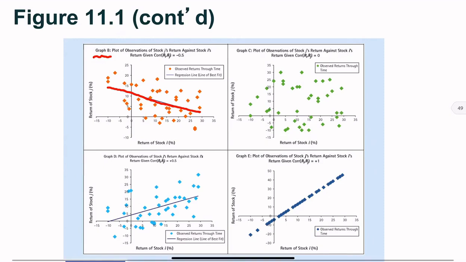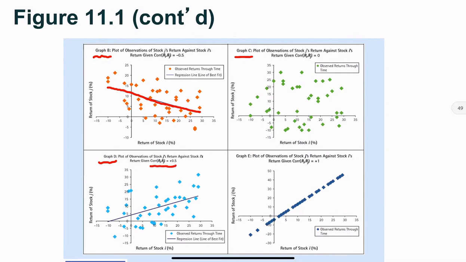Now if you look at graph C here, you cannot observe any kind of relationship between these two stocks. It's as if they move in a random way with each other. So basically in this case, the correlation is just 0. Now, by the same kind of argument, we could talk about graph D. Again, they're positively related, but the correlation is not perfect. So in this case, we say they have a correlation of 0.5.